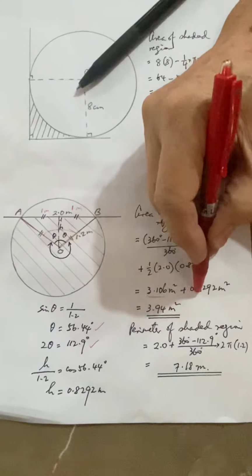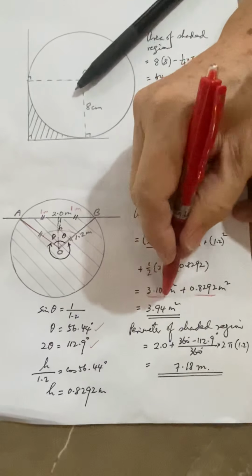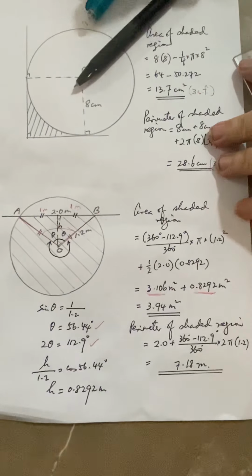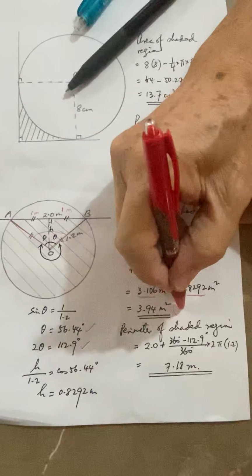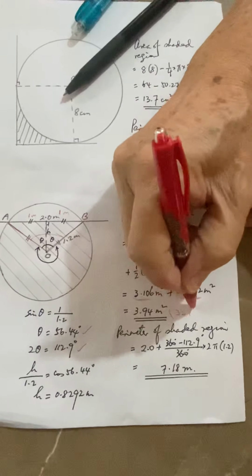IG student, O-level student, important. While you work, keep 4 sig fig. When you put your answer, round it off to 3. That's the best practice.